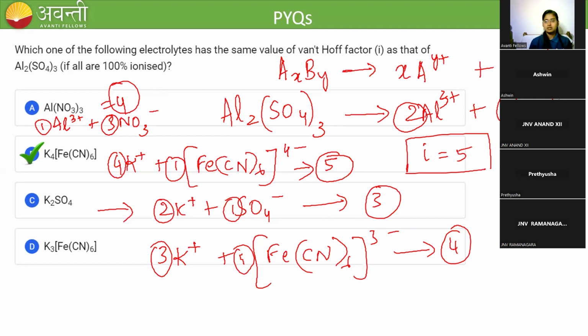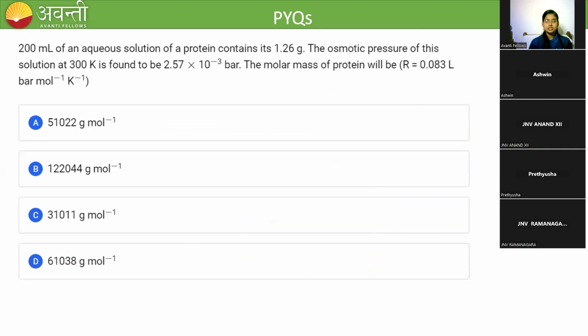Okay. Coming to this question. 200 ml of an aqueous solution of a protein contains 1.26 gram. The osmotic pressure of the solution at 300 Kelvin is given as 2.57 into 10 power minus 3 bar. The molar mass of the protein will be? Now, how to find this? We have to find the molar mass of the protein using the osmotic pressure formula. What is the formula to find the molar mass from osmotic pressure?